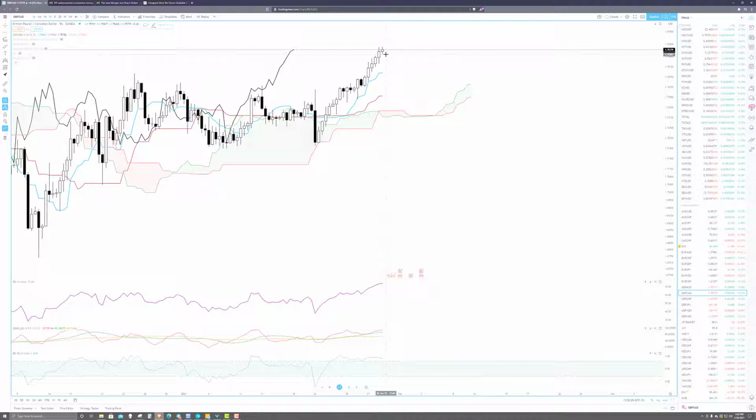If we move below the current 9-hour candle, so at 75.58.